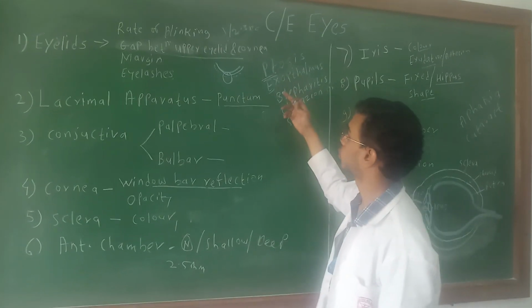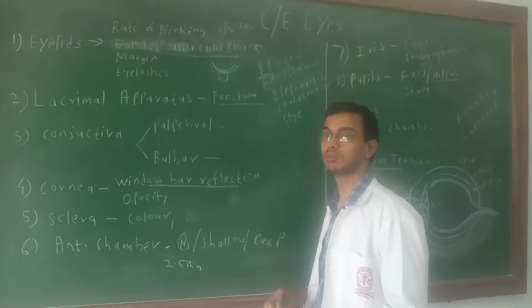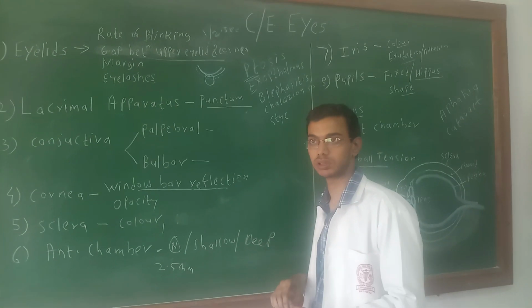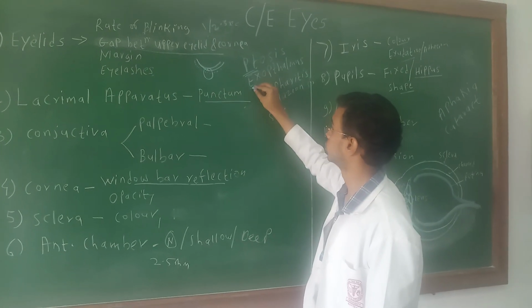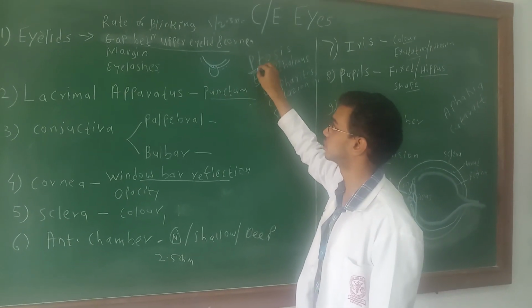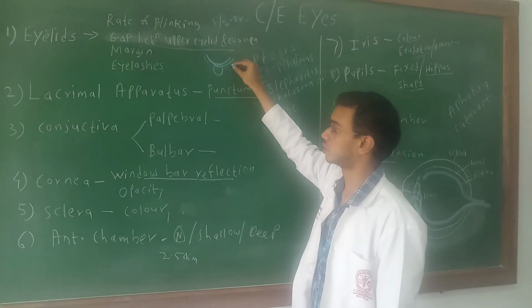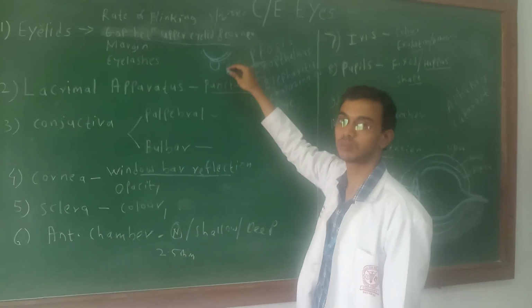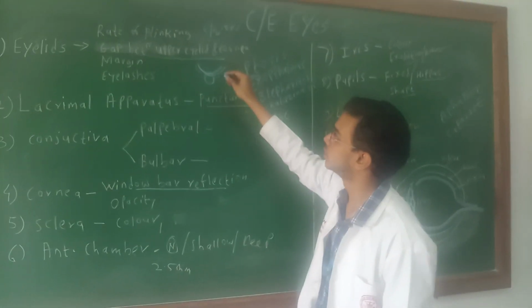Then exophthalmos is nothing but abnormal protrusion of the eyeball. This can be seen in hyperthyroidism, also called thyrotoxicosis. While ptosis you can see in third nerve paralysis. Also, bilateral ptosis you can see in myasthenia gravis.